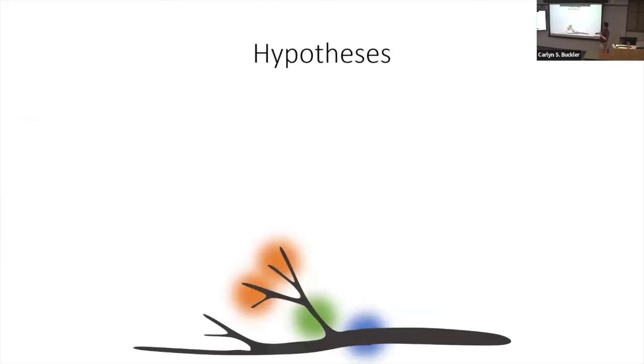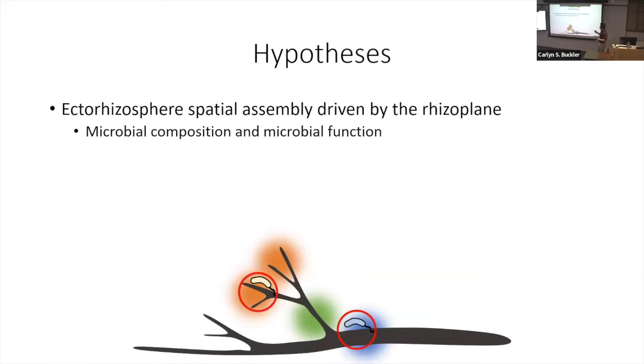And so our hypotheses for this project were, given that we saw the differences in the ectorhizosphere in the first study, we hypothesized that actually the rhizoplane would probably be driving most of these differences. So we thought that would be the most important compartment, and we would see these differences both in composition as well as microbial function.